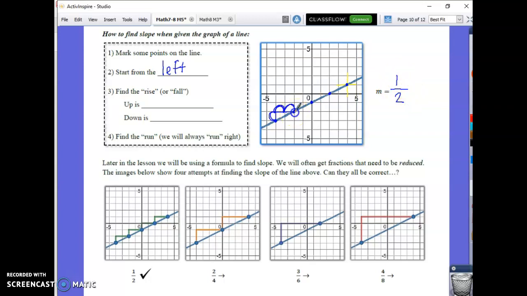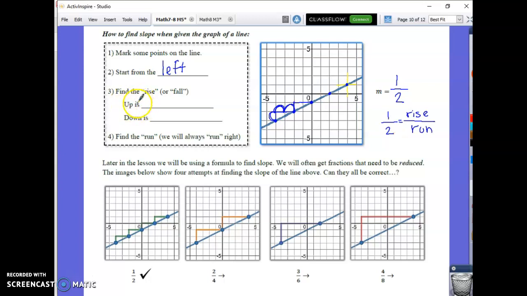If we go from this point to this point, we'd go 1 unit up and 2 units to the right. So 1 over 2. Or our rise is 1 and our run is 2.